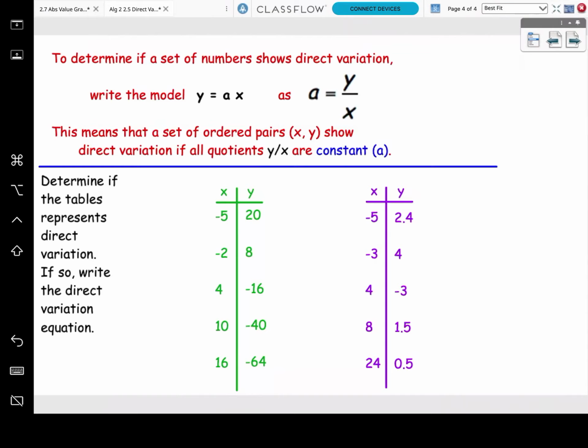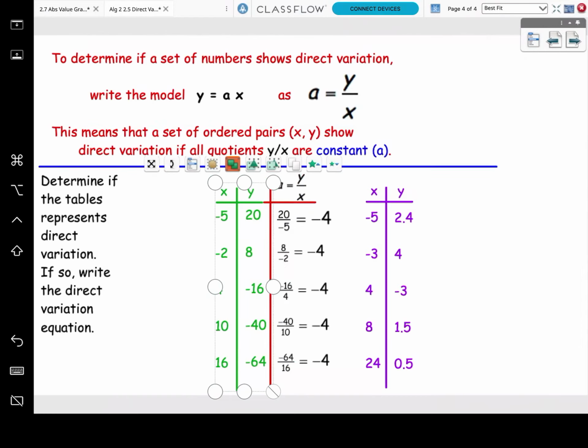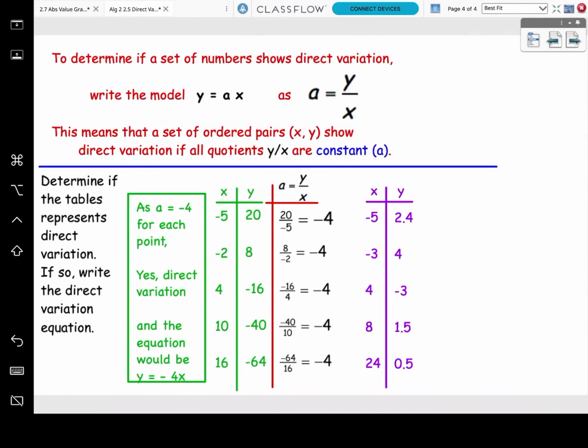One last thing, sometimes we just want you to determine whether a set of numbers shows direct variation, okay? And the way we do that is we look at the constant, see if we can find a to be a constant value. And if we solve our model, y equals ax, for a, we get y divided by x. So if we can take every single ordered pair, y divided by x, and we get the same value, then it's direct variation. So this green one, let's check that out. It says all of the y divided by x's are -4. So that tells us that we do indeed have direct variation. So a is -4, and our equation is y equals -4x.